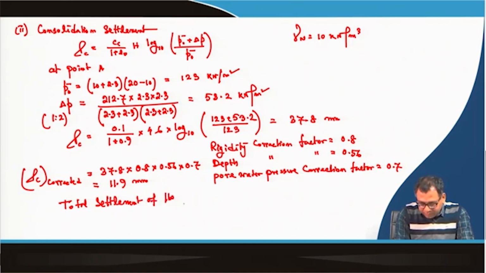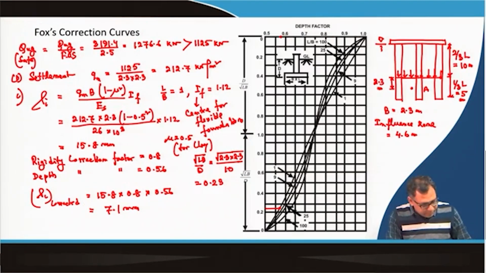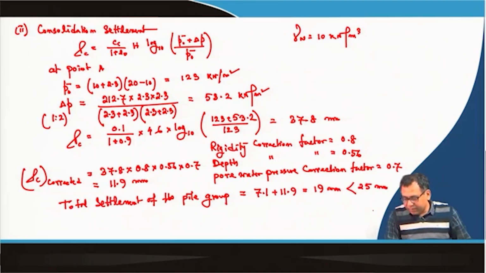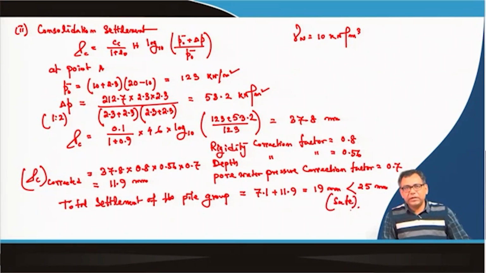So, the total settlement of the pile group will be equal to the immediate settlement of 7.1 plus 11.9, which is equal to 19 millimeter. It is less than 25 millimeter, which was the permissible settlement for this particular design. So, that means the design is safe in terms of bearing capacity as well as settlement. So, this way we can determine the bearing capacity of the pile group and the settlement of the pile group.